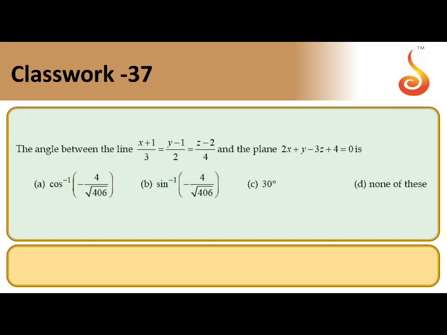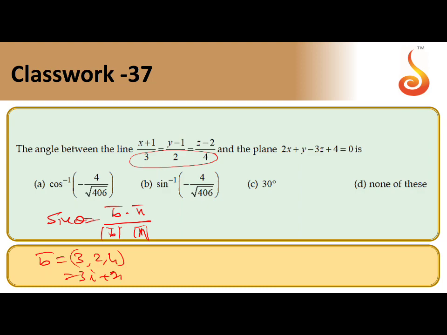Next, angle between line and plane. We have a formula for the angle between line and plane: sin theta equal to b dot n by modulus b into modulus n. So what is b? From the line you can take b as the direction ratios of the line. So b is 3, 2, 4, meaning 3i plus 2j plus 4k.